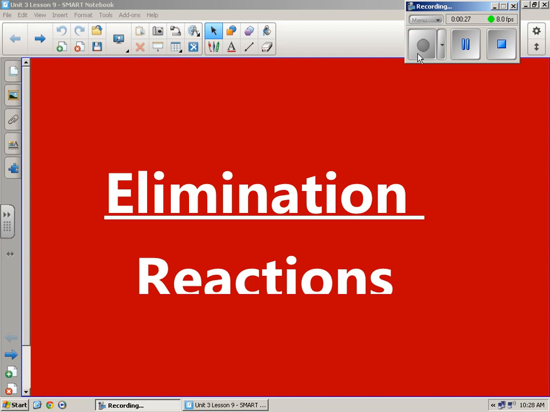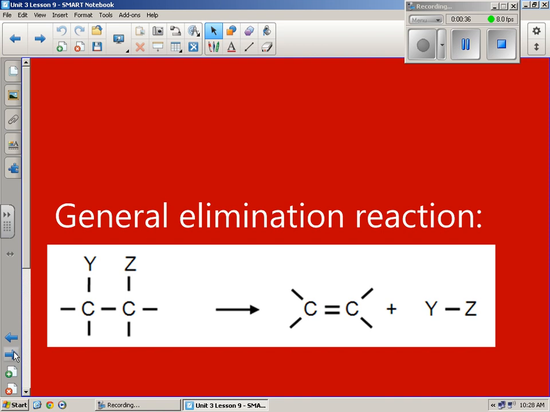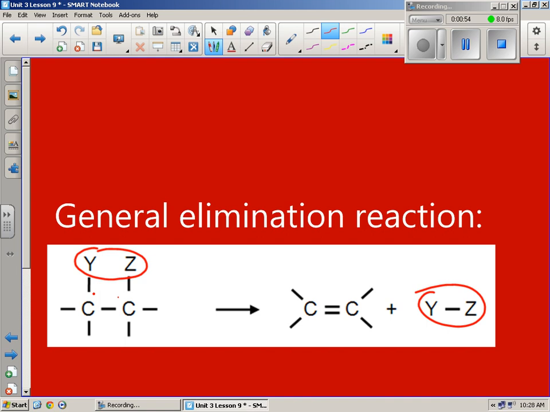Elimination is the opposite of addition. In an elimination reaction, atoms are removed from a saturated molecule, and a double bond is formed. A general elimination reaction looks something like this, where you have a Y added on here, whatever it is, we'll talk about that in a second, and Z here, and we're going to take those off, and then of course you're going to get Y and Z as a product over here. What you have left here is 2 free electrons, and that's where your double bond is going to go. So that's what we're going to be looking at today.